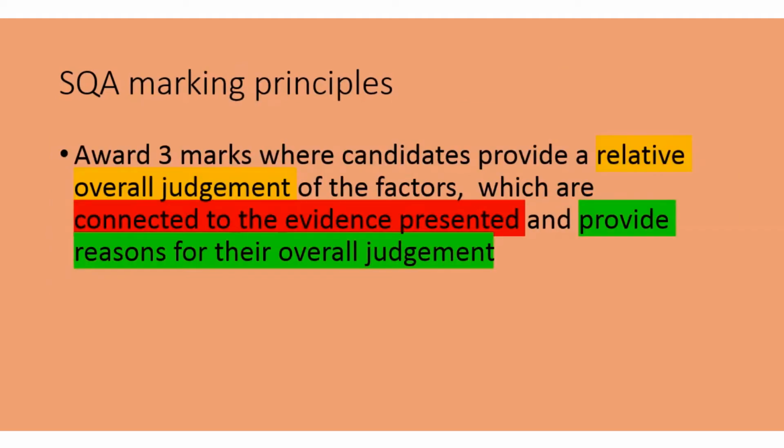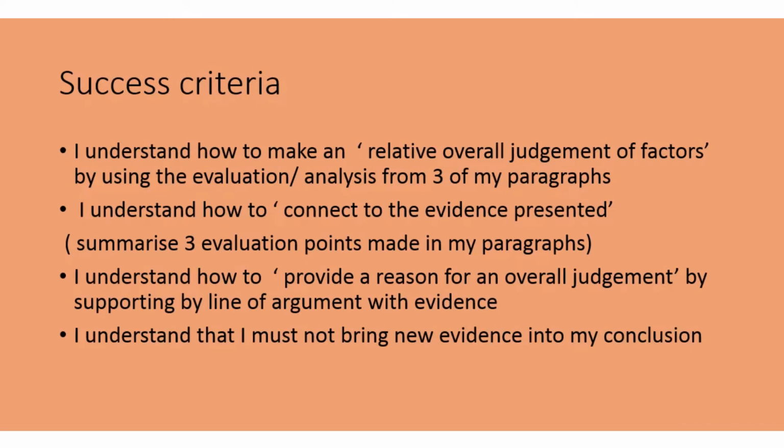Now for those 3 marks, the SQA say that you have to do 3 things in your conclusion. First of all, you have to make a relative overall judgment, which is connected to evidence presented, and you've also got to provide reasons for your overall judgment. So what we're going to be doing then is finding out what do they mean by this.